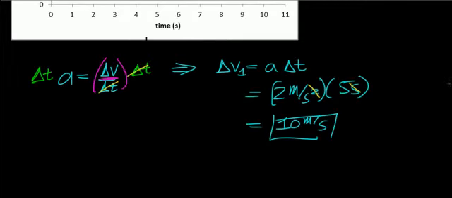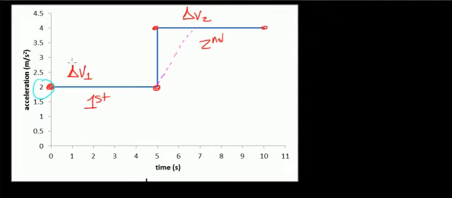Now if we go back up to our acceleration versus time graph, this delta V1, or this change in velocity, is going to be equal to 10 meters per second. One of the things that we said is that this object starts out from rest. So the velocity at this point, which we'd call the initial velocity, would be 0 meters per second. And let's just show how we'd go about finding the final velocity at time t equals 5 seconds.